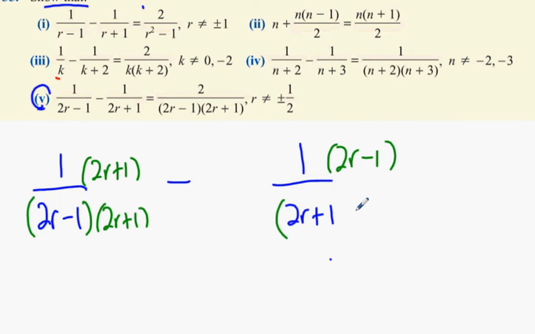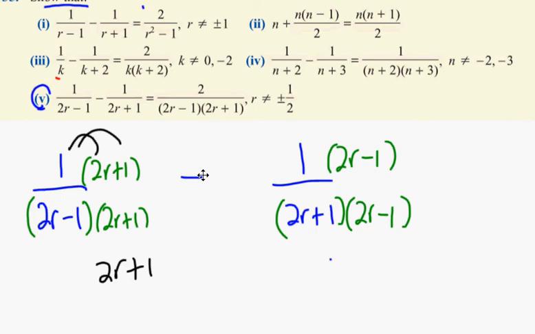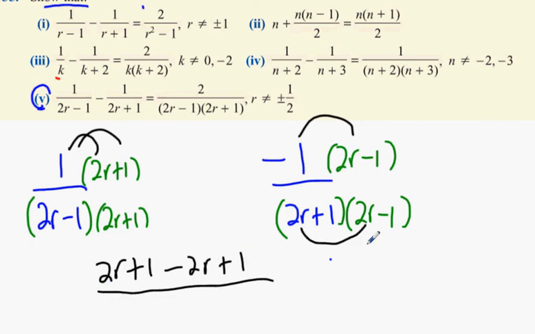Good, guys. We're starting to speed up. We're getting this now. This is good. Good sign. Right. Next. 2r plus 1. The minus 2r plus 1. All divided by 2r times 2r. 2r times minus 1. And then 1 by 2r. And then 1 by minus 1.